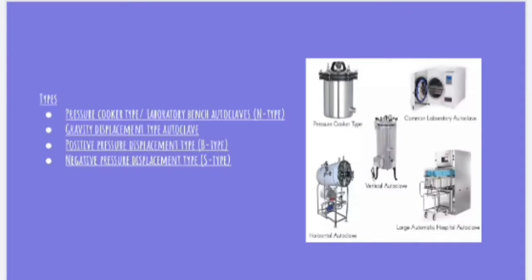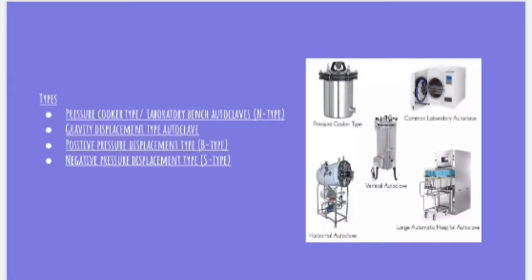Next, gravity displacement type of autoclave. This is the common type of autoclave used in laboratories. In this type of autoclave, the steam is created inside the chamber via heating unit, which then moves around the chamber of sterilization. This type of autoclave is comparatively cheaper than other types of autoclave.